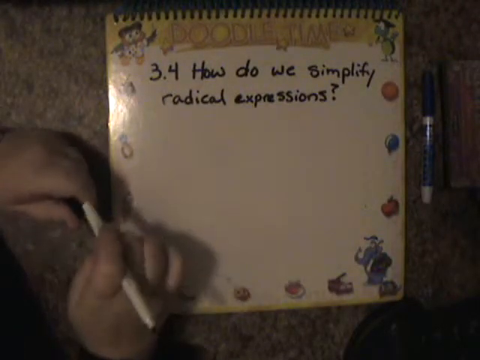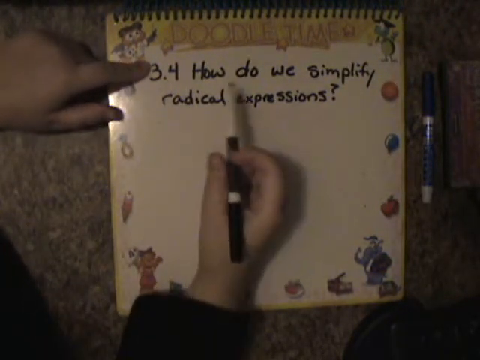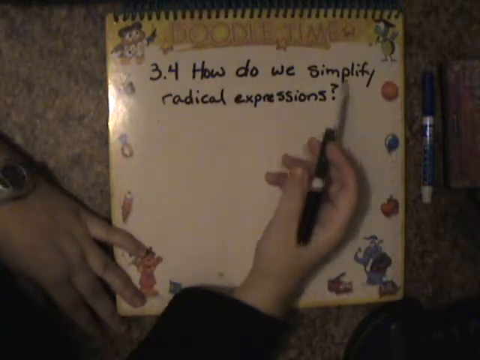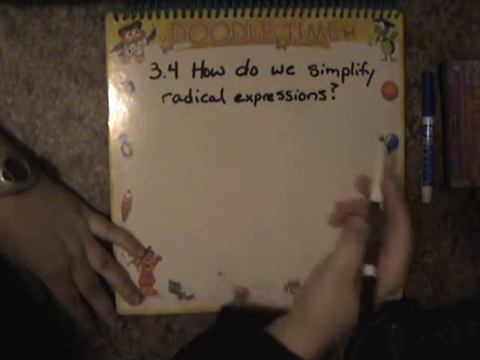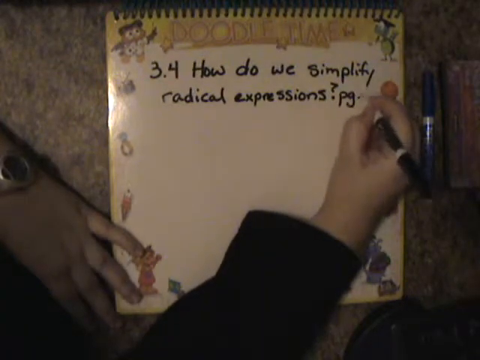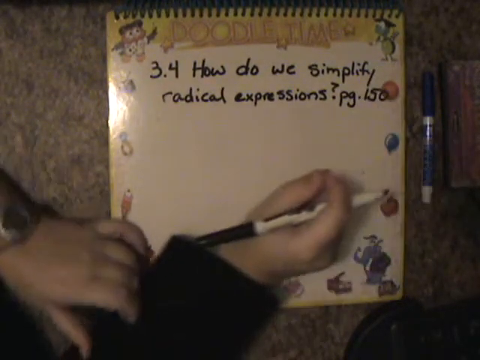Okay, today's lesson is 3.4, and we're going to talk about how do we simplify radical expressions. And this is on page 150, where I'm starting.